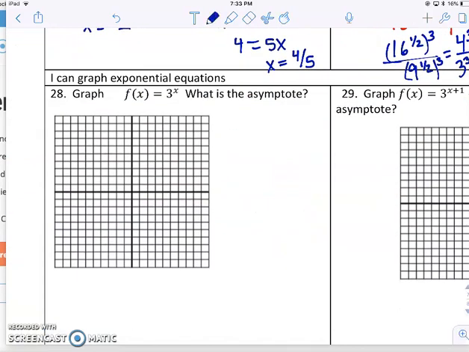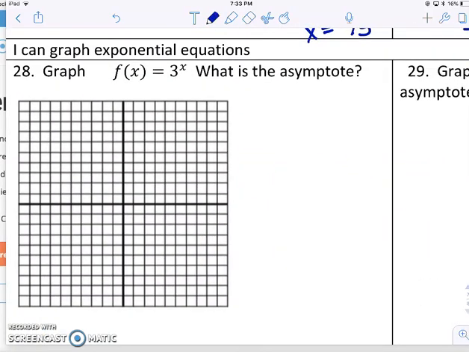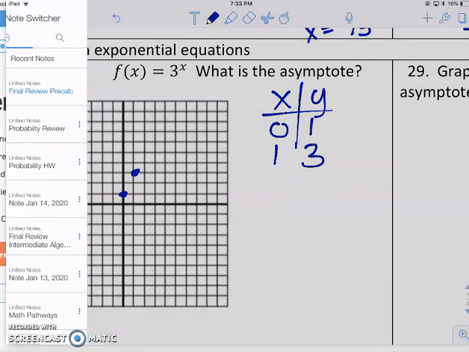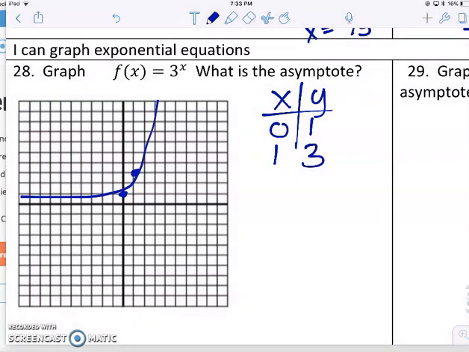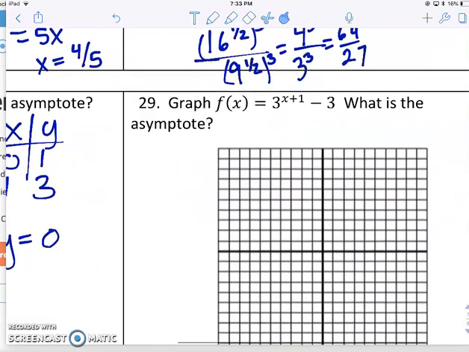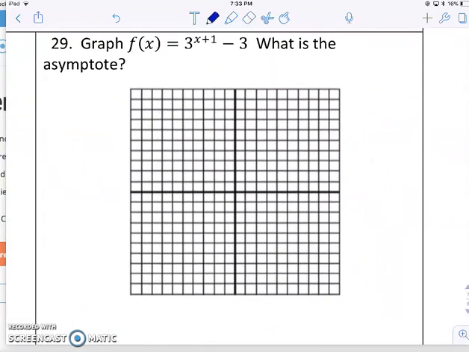Graph 3 to the x. So let's find our intercept first. So anything to the 0 power is 1. When it's 1, we have 3. So 0, 1, 1, 3. So we have our swoop. So the asymptote is at y equals 0. Well, the next one, what happened to our asymptote? It moved down 3.